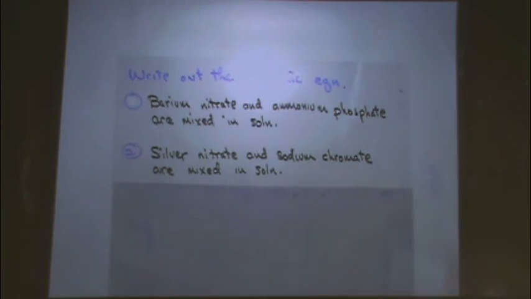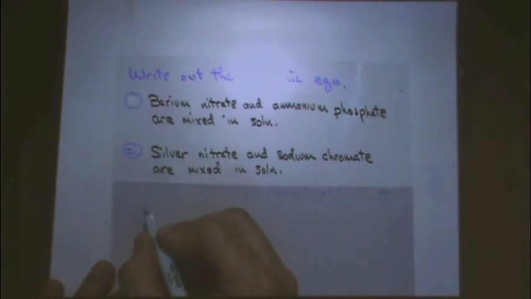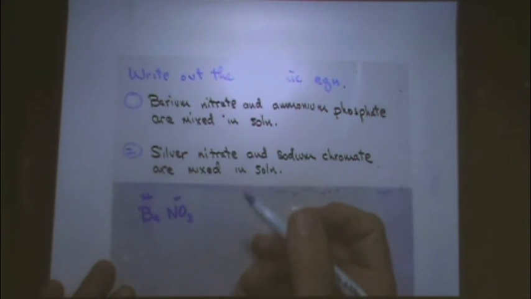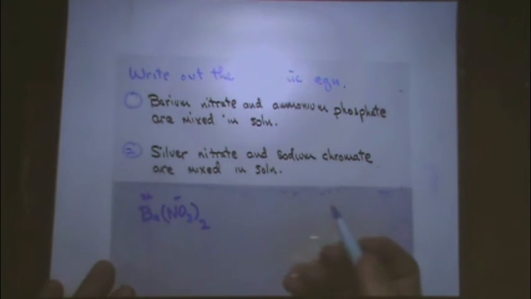All right. This is what I would consider a more typical question where I write it out in words. So, barium nitrate. Barium is 2 plus, because it's in the second column. And nitrate, we saw in the previous problem, is a -1, so I need how many nitrates? 2, because 2 minus and a 2 plus balance out.